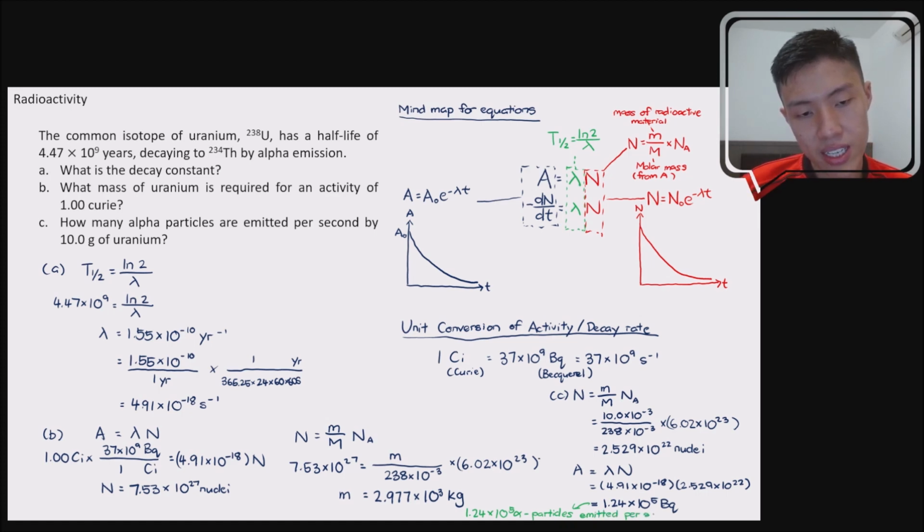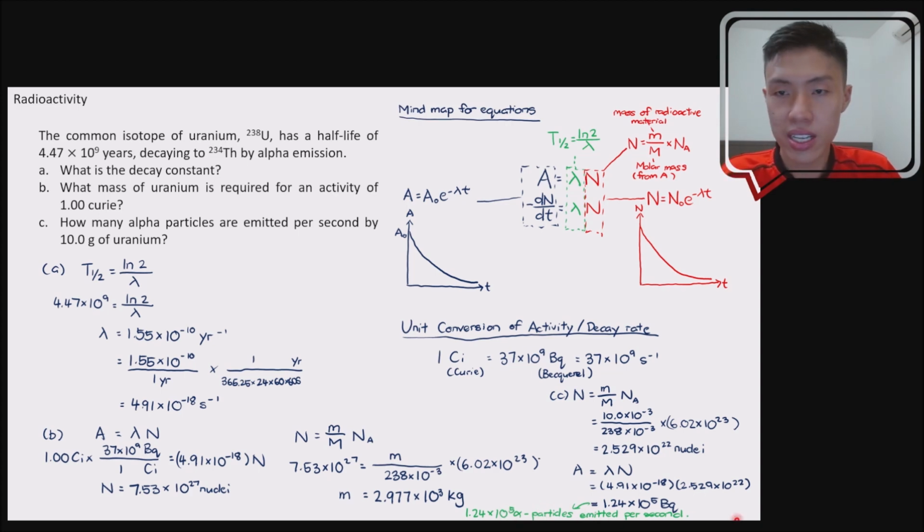Just to make things clear, because people might not see decay rate to be directly related to how many alpha particles are emitted per second. Because you know that one decay is equivalent to one alpha particle emitted, you can say that the same value of alpha particles are emitted per second.